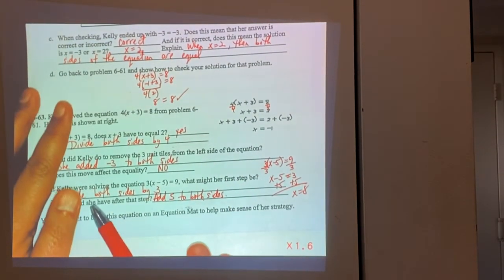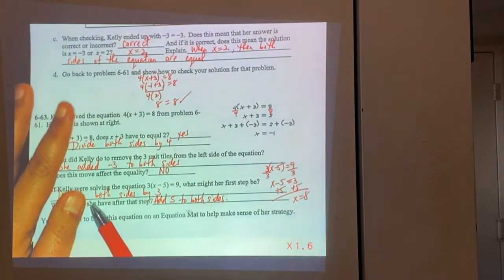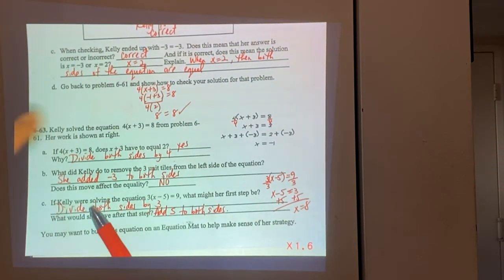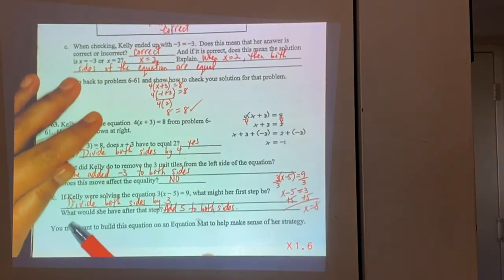Hold that. It's a tad crooked. Hold that.